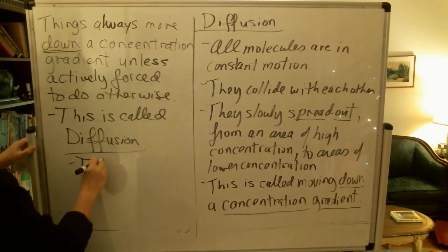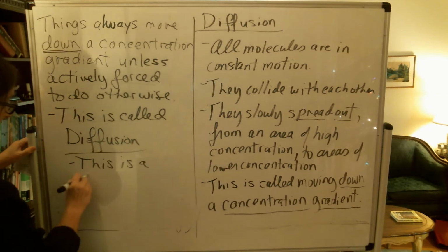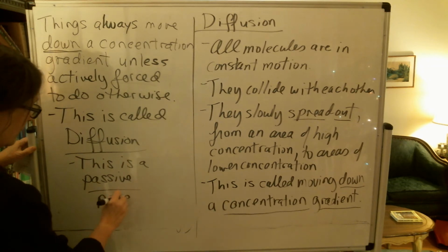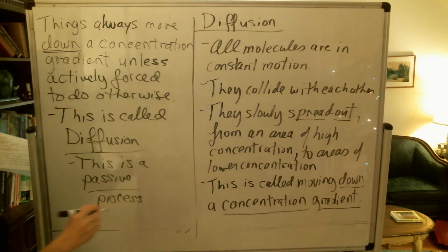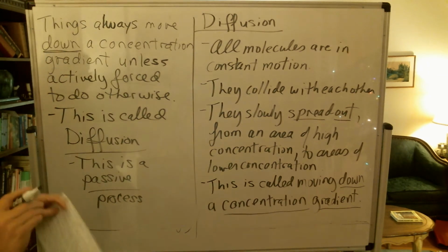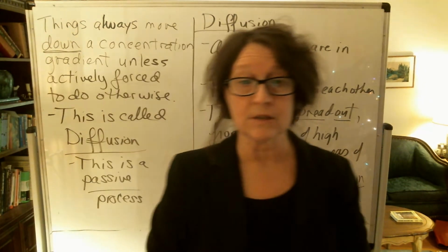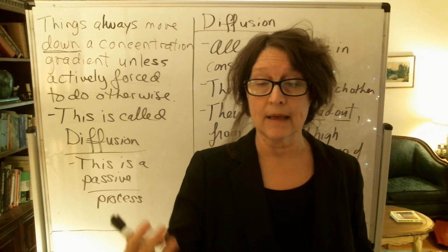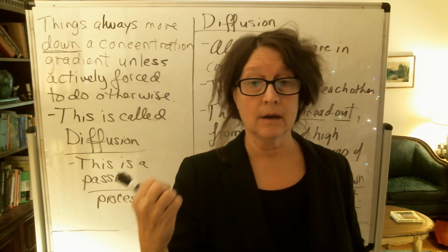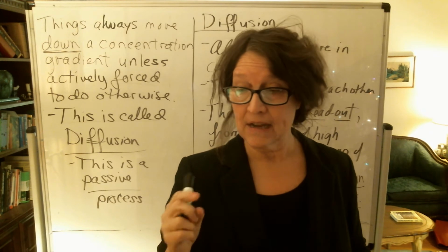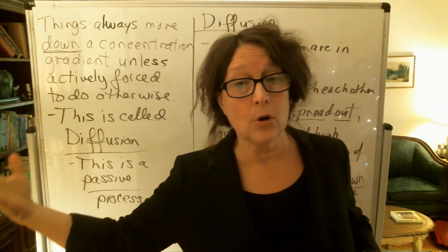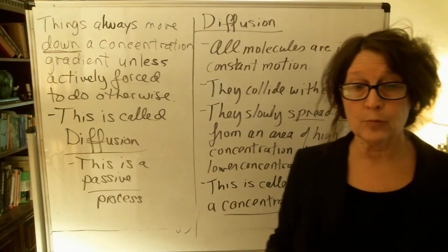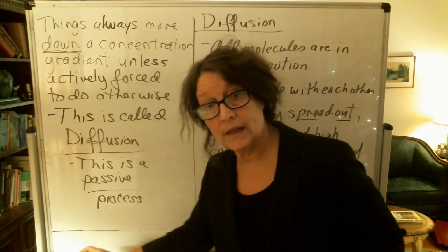And this is a passive process. That means, when I say passive process, what this means is that the organism doesn't have to do anything to make that happen. There is no energy expended on the part of the organism to make that happen. It just happens. If there were no organism there, diffusion can still take place. So, as I said, it's a passive process. The organism does not have to do anything to make that happen.